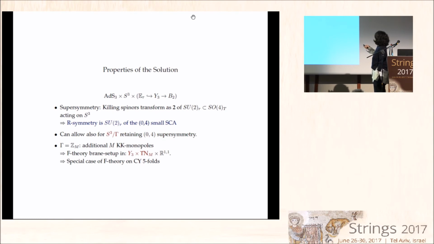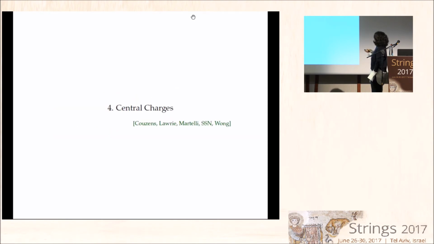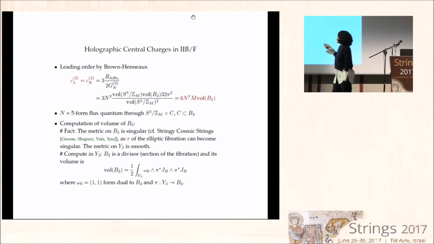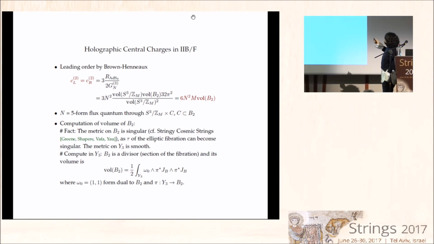I didn't bother writing out all the metrics and so on, but this is essentially what the solution is. What we now want to do is compute the central charges and compare. The first thing to do is to look at the leading order central charge using the Brown-Henneaux formula, c left and c right to leading order. In the solution, plugging it all in, it is given by 6N squared M times the volume of the base, where N is the number of D3s and M is the Taub-NUT charge.